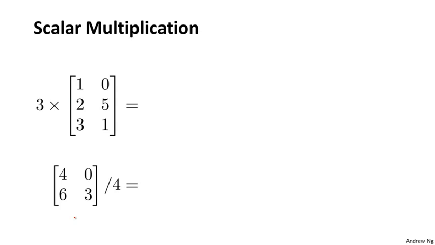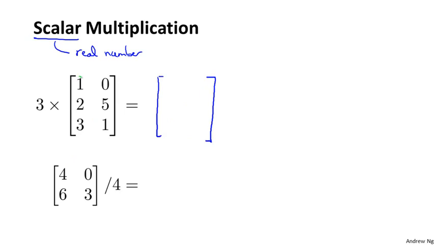Next, let's talk about multiplying matrices by a scalar number. A scalar is just maybe an overly fancy term for a number or a real number. The scalar just means real number. So let's take the number 3 and multiply it by this matrix. If you do that, the result is pretty much what you'd expect. You just take the elements of the matrix and multiply them by 3 one at a time.